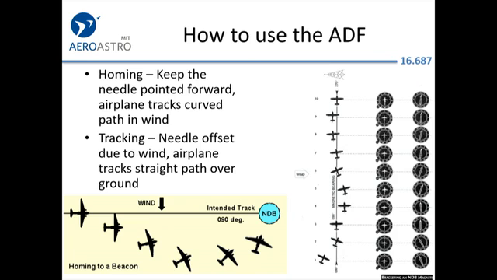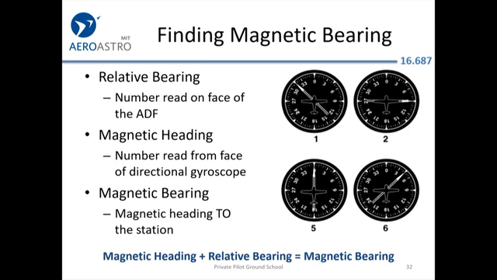Here's something, this is from the pilot's handbook, I think, on how to use an NDB. But you can see that with a heavy wind, you don't end up really tracking exactly towards the station. All right, so relative bearing is how far to your left or right the station is, and then you can get the magnetic bearing if you add your own heading in there.